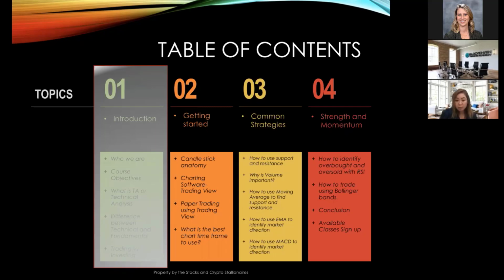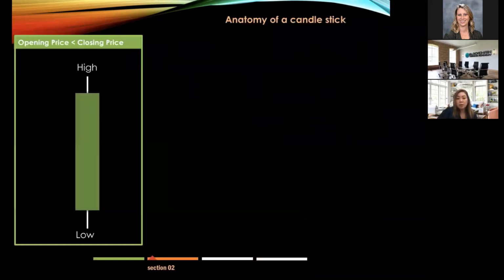paper trading, and what is the best chart time frame to use. So, candlestick. Some of you are probably wondering, when you look at a chart, there are lines and then there are candles. So here is the anatomy of the candle.